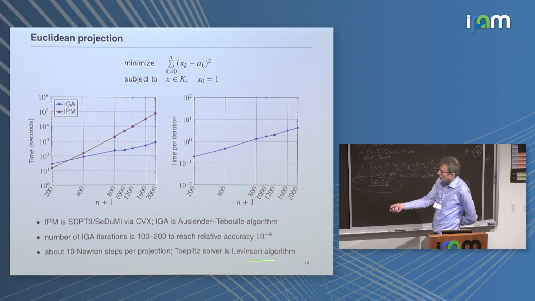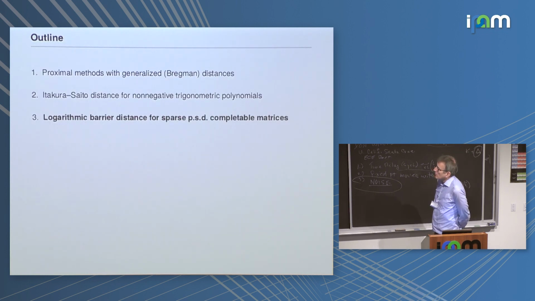n squared, because the cost of one projection is roughly n squared. So that's the first part of the talk. How much time would we have? 10 more minutes. Okay, so the second part is shorter.